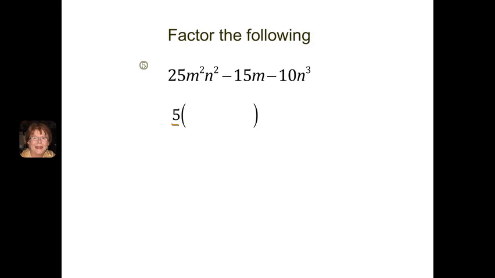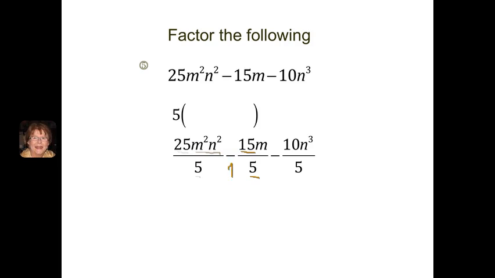Did you place your brackets? Did you then divide each of these expressions by the GCF? Did you realize that 25 divided by 5 is 5, and that the n squared cannot be simplified? Did you realize that 15 divided by 5 is 3? And of course, that's a negative 3. And the m cannot be eliminated. And did you realize that 10 divided by 5, and of course you're subtracting, is 2, and n cubed cannot be eliminated? Therefore, our factors are 5 multiplied by 5m squared n squared minus 3m minus 2n cubed.